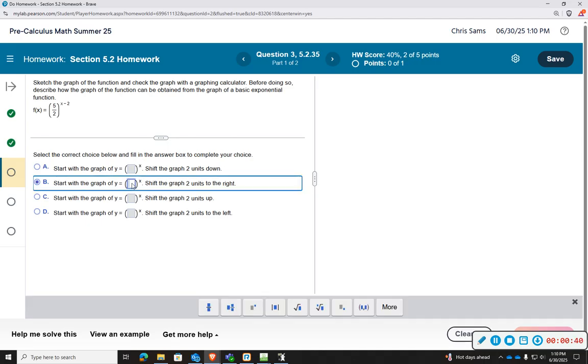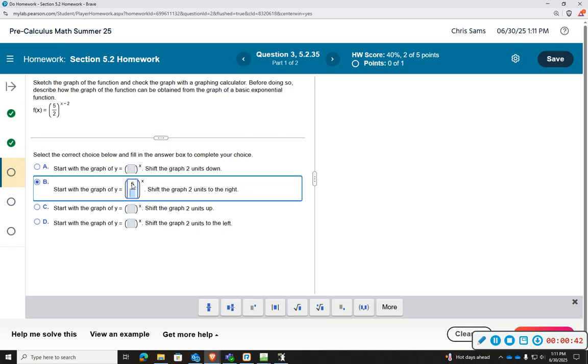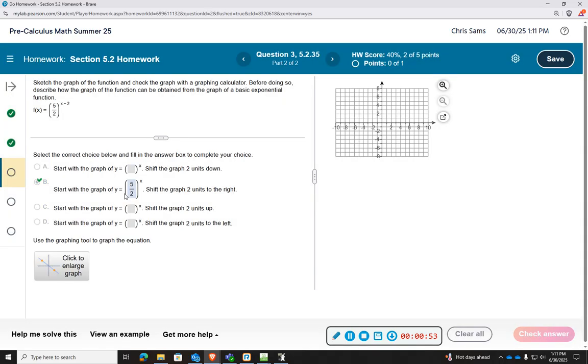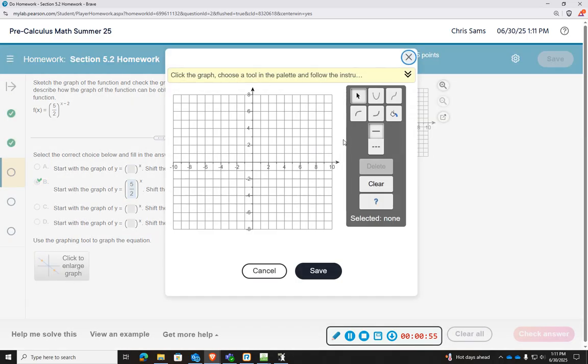B looks to be the correct one, and we're going to do 5 divided by 2. So we're going to start with that basic function and then shift right 2 units. All right, and then we're actually going to apply that to this graph.